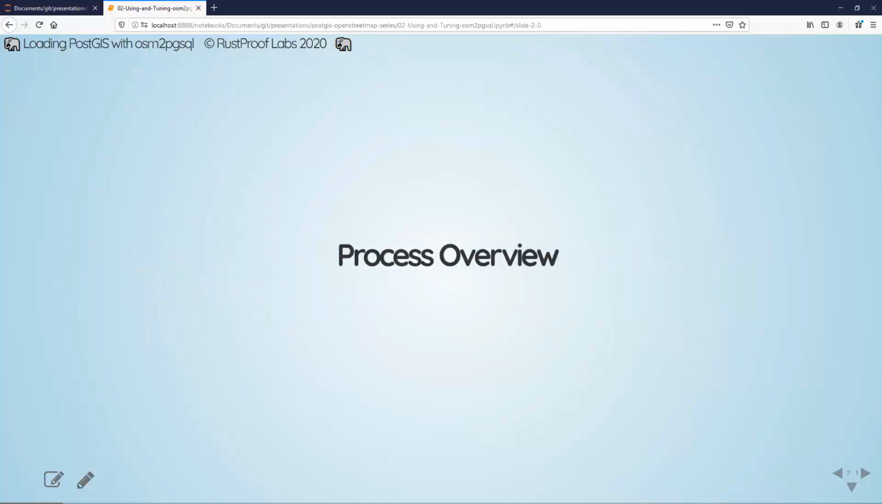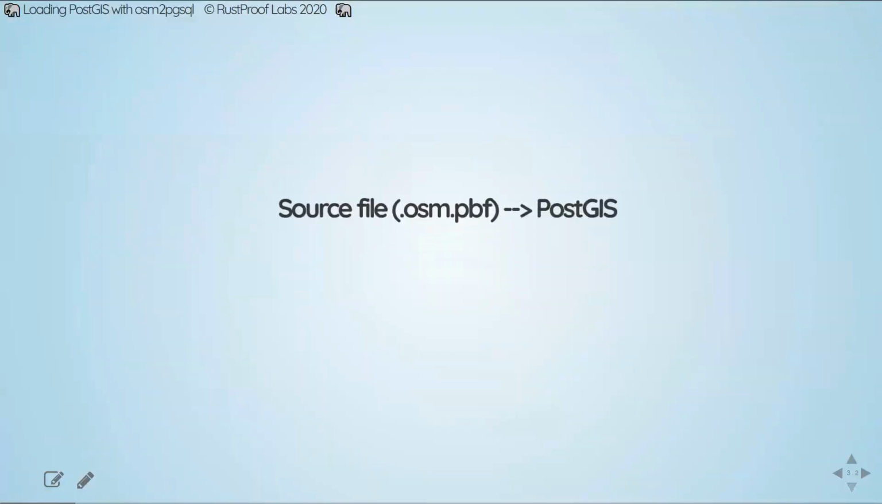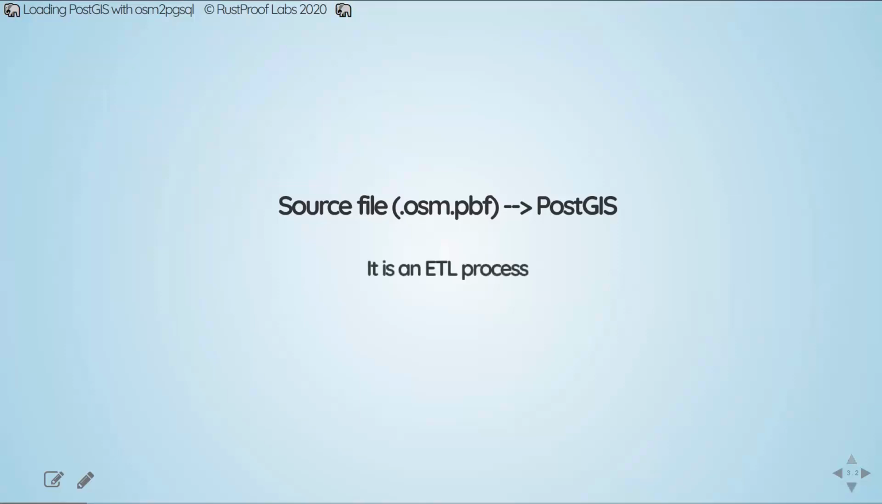The overview of the process, this is a very large process to get this data loaded. At a high level, we're taking that PBF data source and we're pushing all the data over into PostGIS. This is an ETL process. ETL stands for extract, transform, and load. And in the case of the way I'm actually running this, it's actually an ELTL process. We do a load before we do the final transformations and loads. So it's a very complex data transformation process.